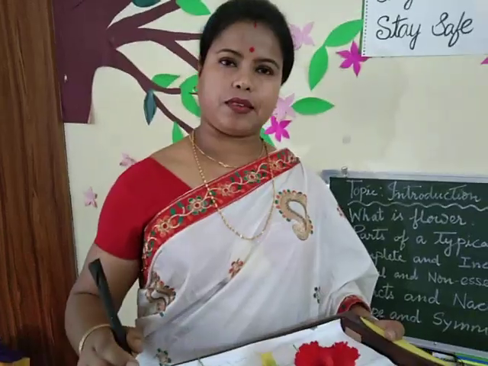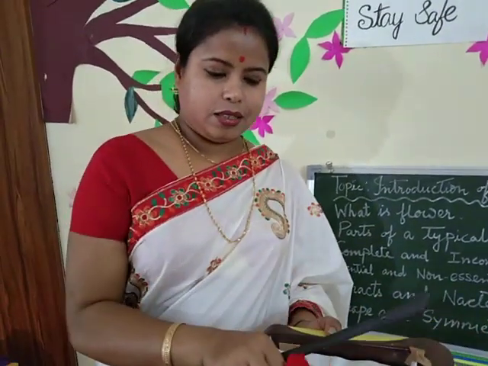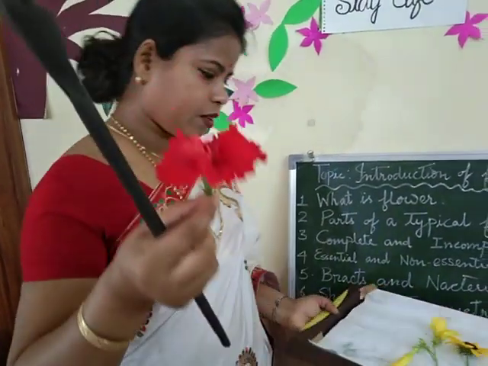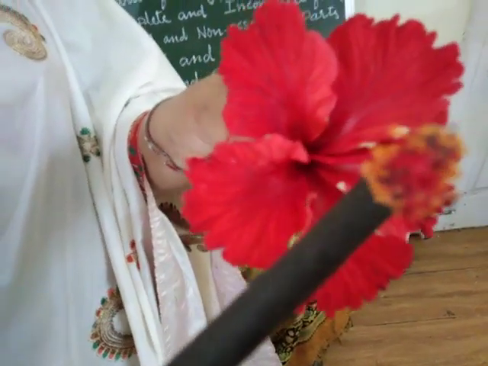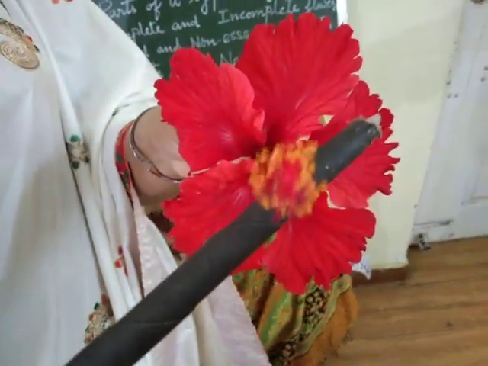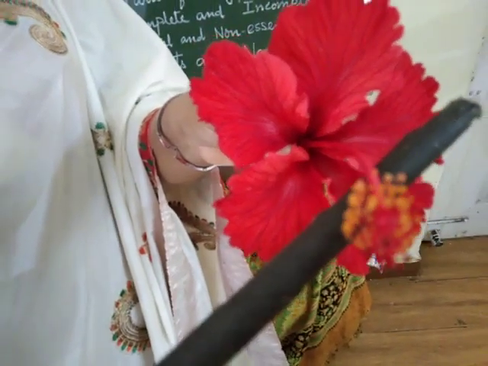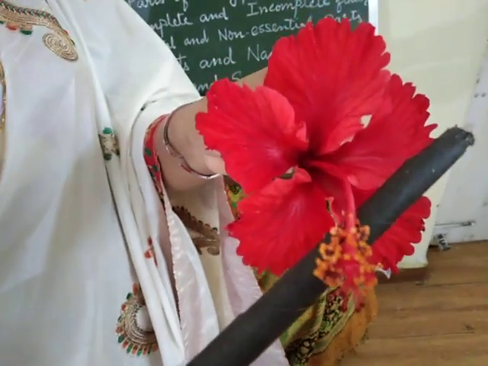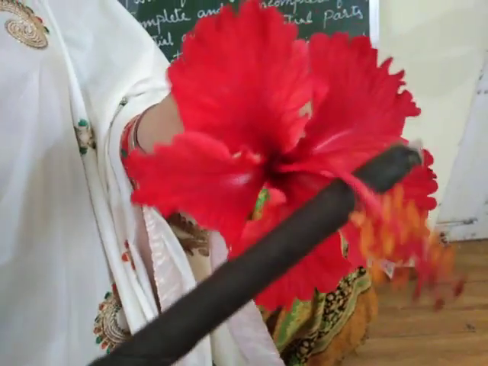Now come to the third point, complete and incomplete. Now I will show you the complete and incomplete flower. Okay, see, this is the hibiscus, and I will show you both male and female parts are present here. What is the male part? Stamen, and female part carpel. Male part is also known as androecium, and female part is also known as gynoecium. Okay, so both parts are present here. So this is a complete flower.